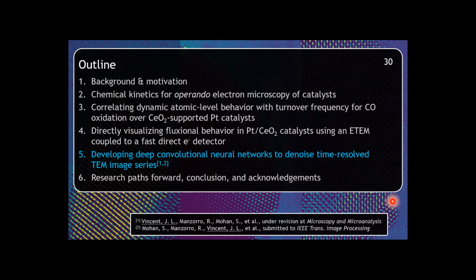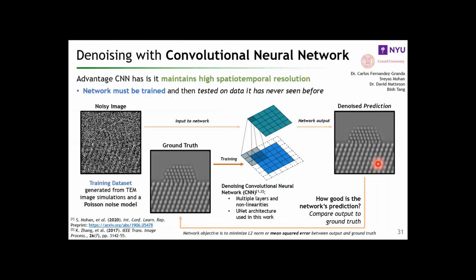So we need to develop very adequate denoising approaches that allow us to recover some of that information, maybe by estimating the signal. This work was done in collaboration with some data scientists who specialize in machine learning at NYU and Cornell, and we're trying to develop deep convolutional neural networks to denoise these time-resolved TEM images.